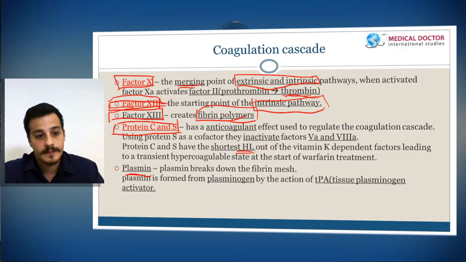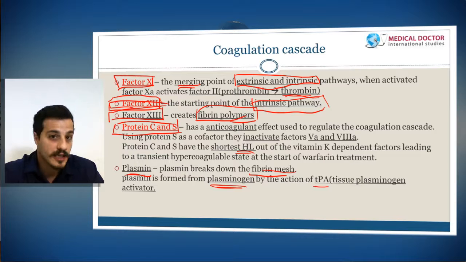Now, plasmin again works against the coagulation cascade, and plasmin actually breaks down the fibrin mesh itself. Plasmin is formed from plasminogen by the activation of TPA, or tissue plasminogen activator.